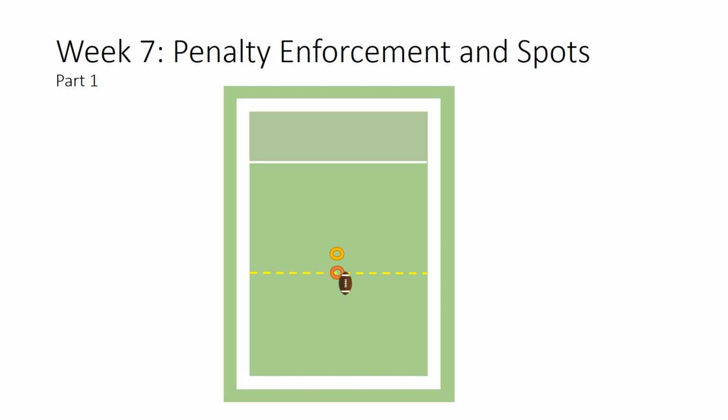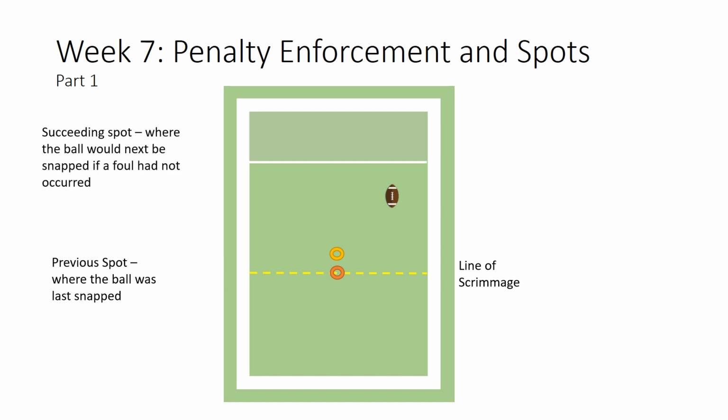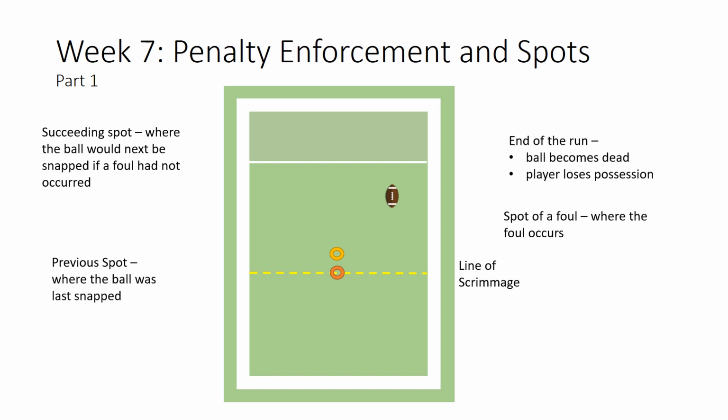For a quick review, the spots on the field include the previous spot where the ball was last snapped, the succeeding spot where the ball would next be snapped if a foul had not occurred, the end of the run where the ball either becomes dead or a player loses possession, the spot of a foul, where the foul occurs, which could be anywhere on the field, and then the basic spot, which is not always the spot of enforcement, but merely a point of reference to help us determine the enforcement spot.